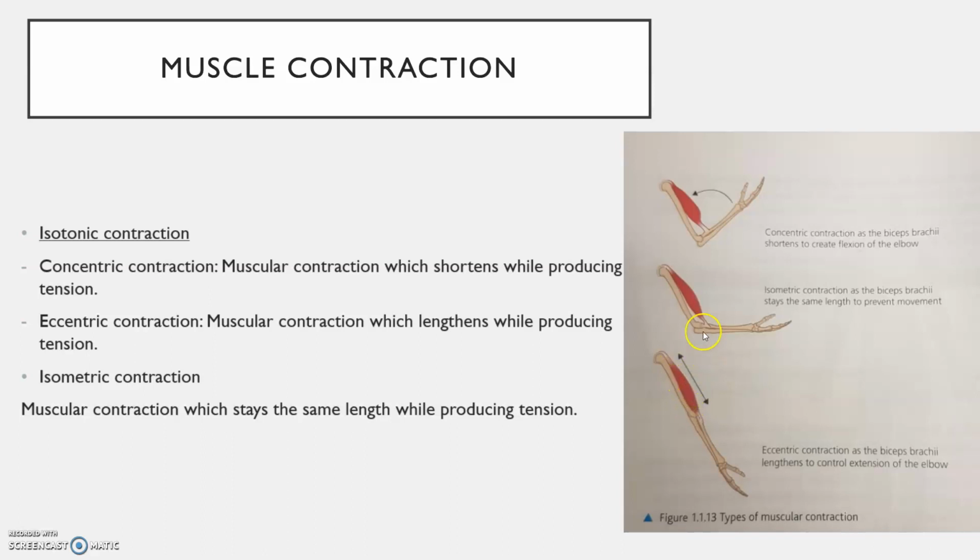Finally, this one in the middle, if you just held a dumbbell here and didn't move, that muscle is under tension, but it doesn't change length, it stays the same length. That is what we call an isometric contraction.